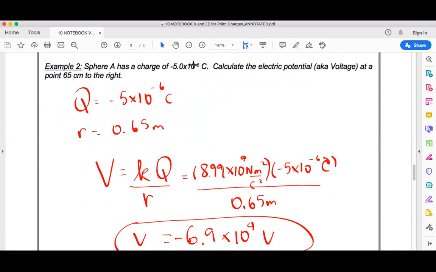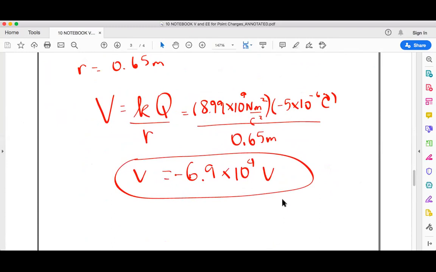This could have been microcoulombs. If it was 5 microcoulombs, then you do times 10⁻⁶ to get it into coulombs. So voltage is kQ over R. Notice it's not R squared, because we were kind of used to, with Newton's universal gravitation equation and Coulomb's law, doing R squared. So we might be in the habit of doing R squared. Make sure you realize it's not. So we get -6.9 × 10⁴ volts.